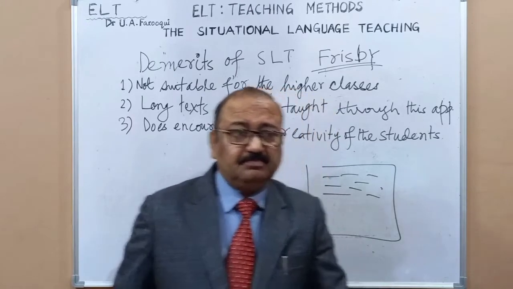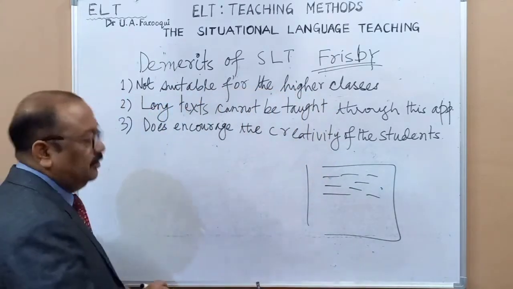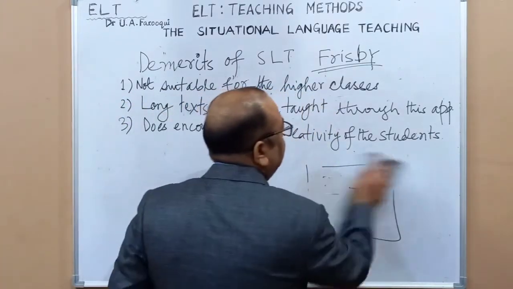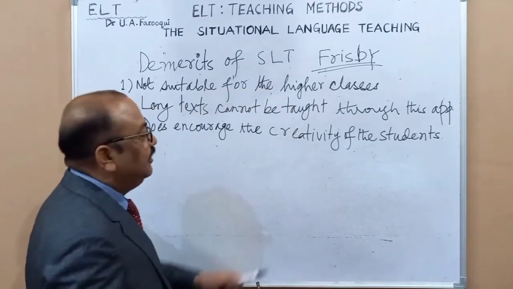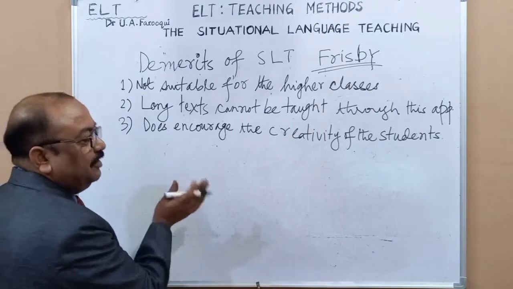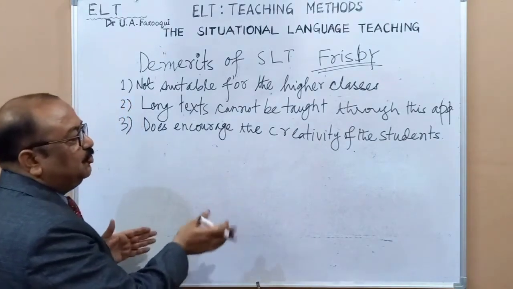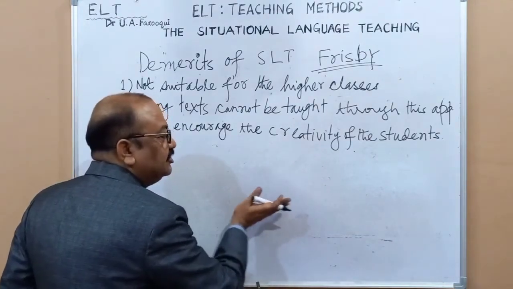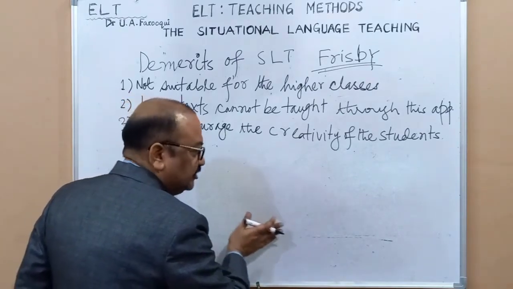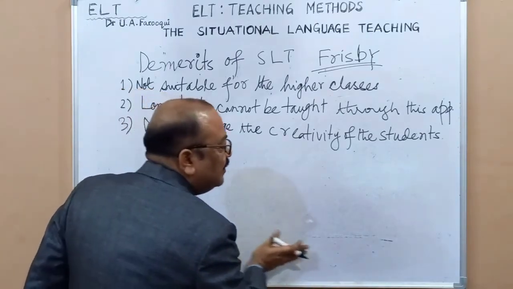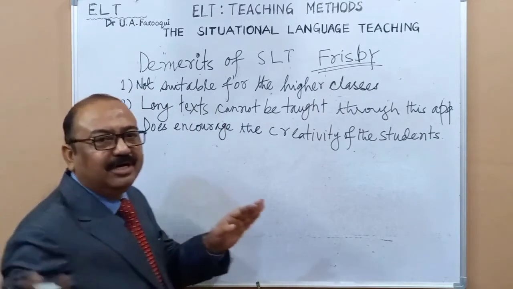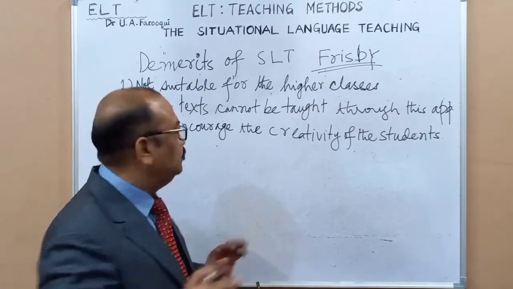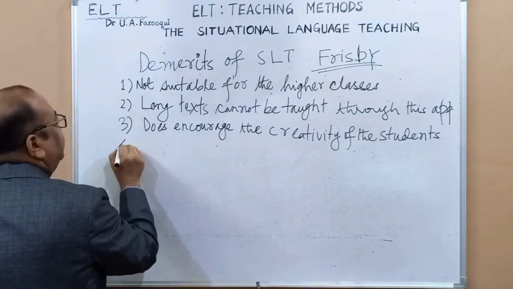And again, according to Frisby's syllabus, you must have seen this is boy, this is girl, this is John's ball, this is Mary's doll. So small sentences are taught. Long and complex sentences cannot be taught through this approach. This is another demerit.